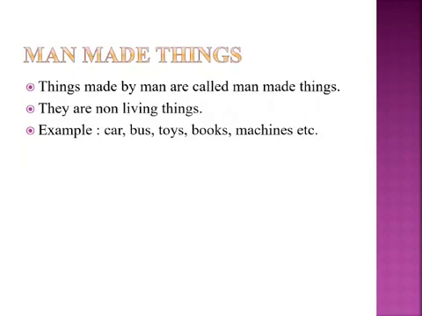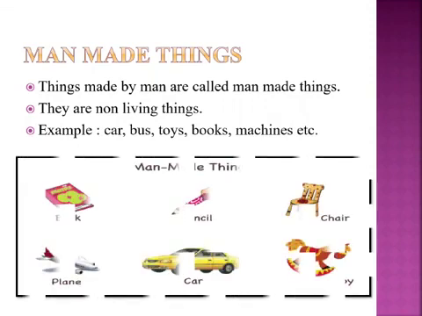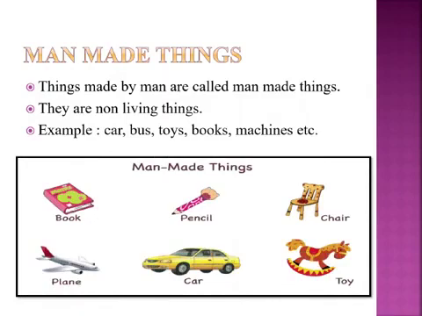The next topic is man-made things. Things made by man are called man-made things. They are non-living things. Examples: car, bus, toys, books, machines, etc. These are all as shown in the picture. These man-made things are all non-living things. They don't have life.